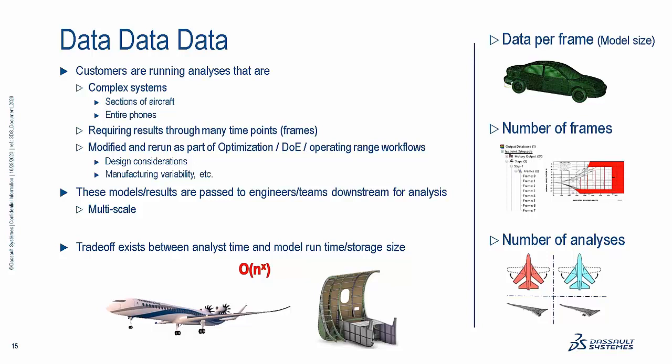And what that does, it requires a lot of data in the model itself. You have a lot of elements in there. Another thing that people have been doing is requiring results through many time points. So if you think about your field outputs, each field output, each increment is another point in time, and every time point you multiply a single increment data size by, you toss in another one, so it's 2 times, 3 times, 4 times, 5 times as you go up and up and up, and some people get up to 100 or 200 times. Another thing is that analyses are modified and rerun as part of optimizations, design of experiments, operating range workflows.